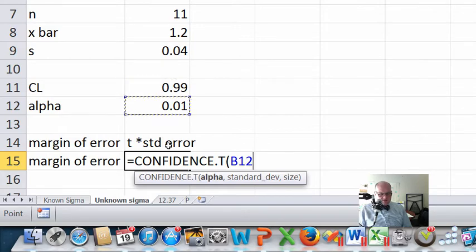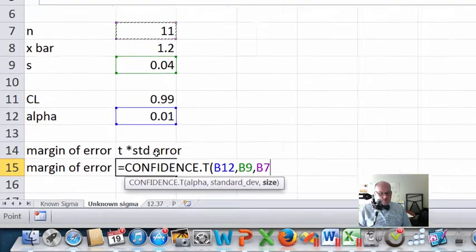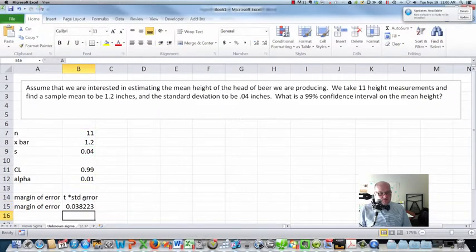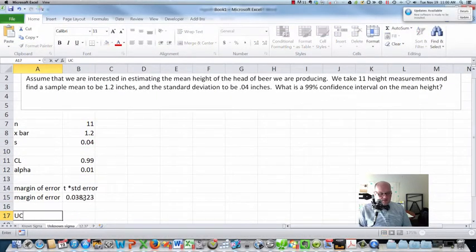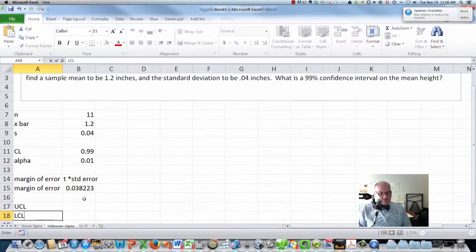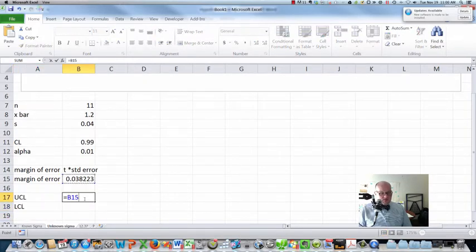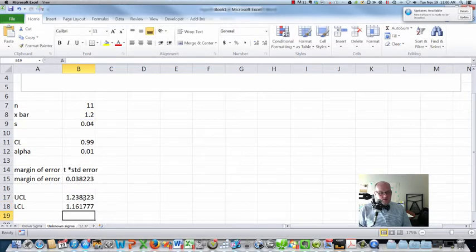In confidence.t, I just put in alpha, standard deviation, and n. I got those three things, they're just in the problem. Done. And then, just like before, I have to add or subtract that to the mean. Here's my x bar. For the upper confidence limit, I add the margin of error. And for the lower confidence limit, I subtract the margin of error. Done. And then we say we are 99% confident that the true population mean lies between 1.16 and 1.23. And then we're done with that one.